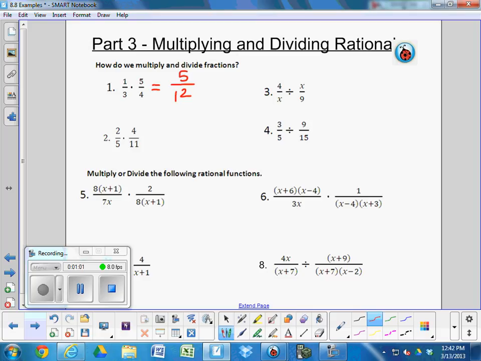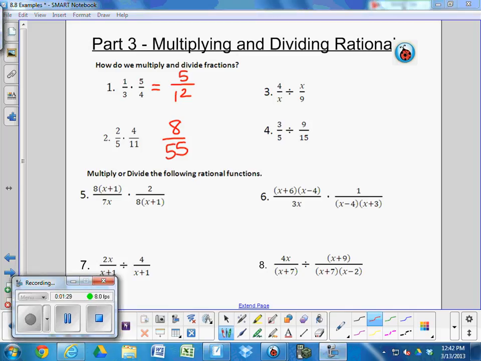For number 2, 2 times 4, 8, 5 times 5, and so on are pretty simple. Don't get a common denominator. Now, some students will still try to get a common denominator, and that's fine, but it's silly and it's a waste of time. So don't bother getting a common denominator when you're multiplying.